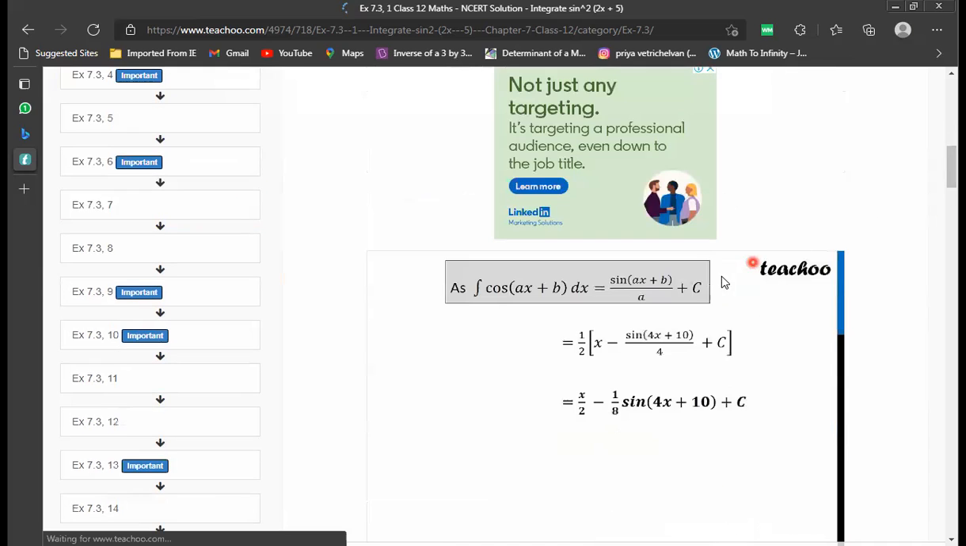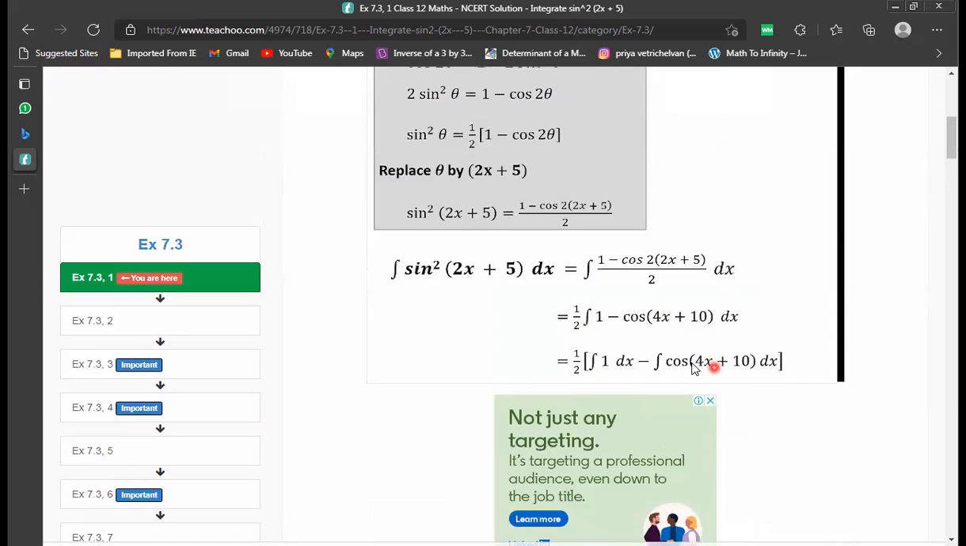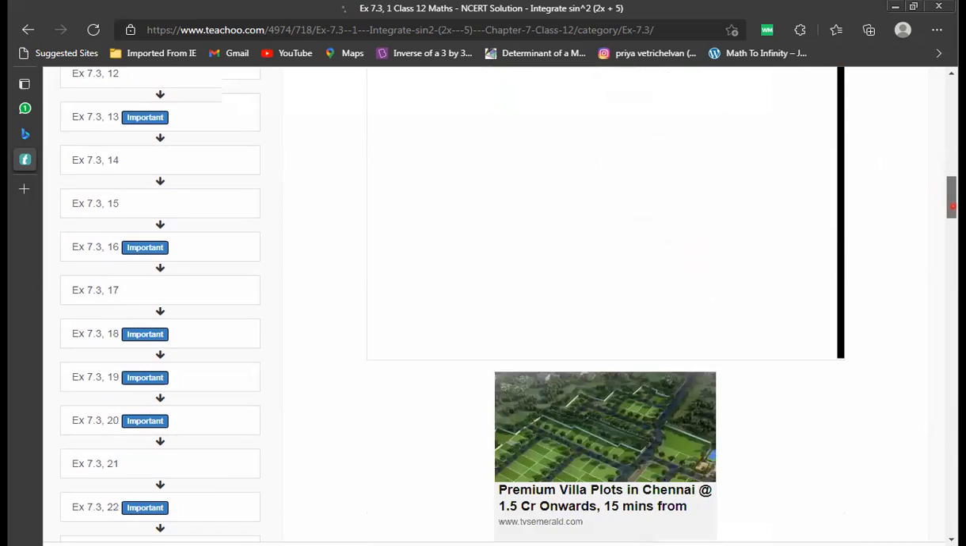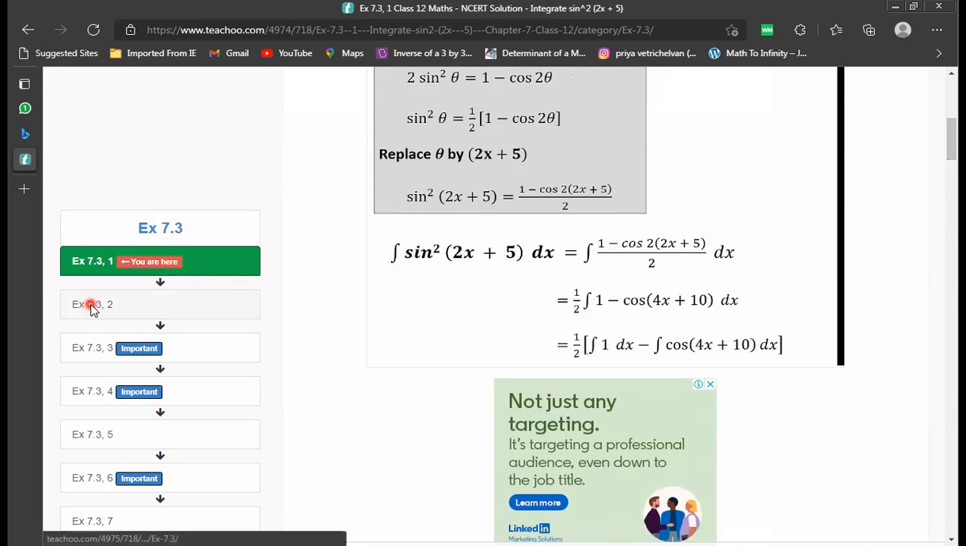What is integration of cos theta? It's sine theta, isn't it? Sine theta, sine of 4x plus 10. And when you integrate with respect to x, you will always write the coefficient of x in the denominator. So it's sine of 4x plus 10 upon the coefficient of x, which is 4. So that will be in the denominator. Understood? Yes, ma'am.